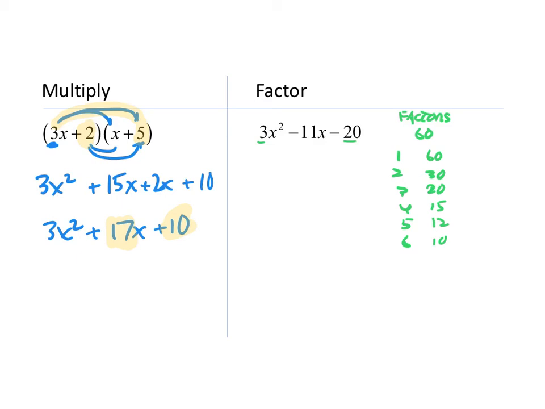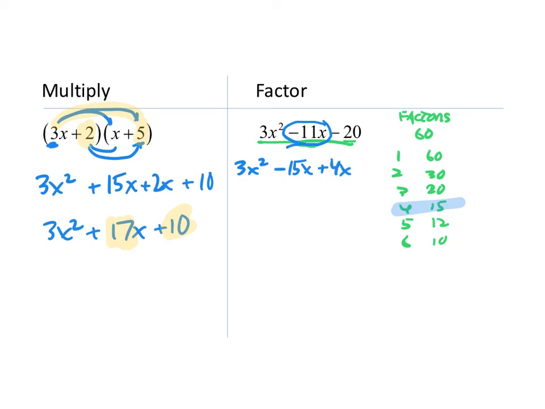What we can do, though, is split this polynomial up using factors of 60. Can you see any of these adding up to negative 11? Yeah, these add up to negative 11. So let's use this pair here, and we're a couple steps away. Let's just rewrite this, 3x squared. Now instead of the 11x, let's write this as minus 15x plus 4x.